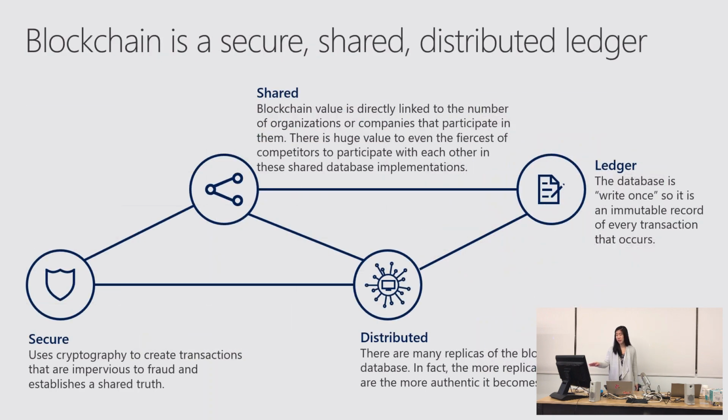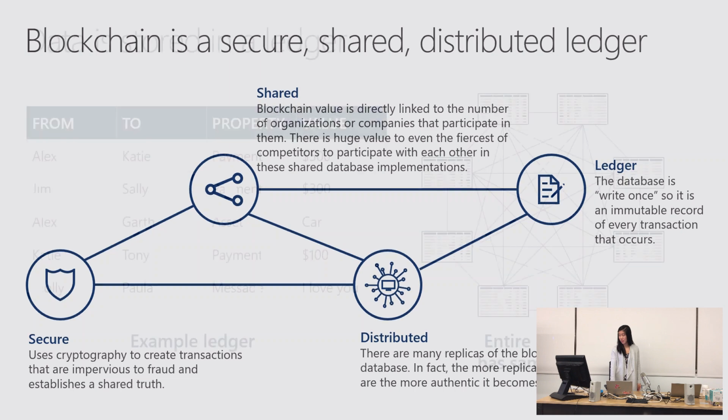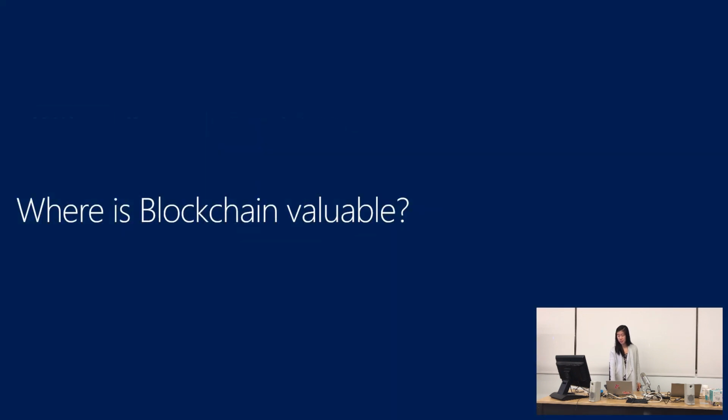All right, just to finish this part up. Blockchain is a secure shared distributed ledger. It's distributed in that everyone in the network has a copy of the blockchain ledger, and it's shared in that everyone participating in this network has direct access to the data, and they can collaborate on it. We covered secure and ledger. So that was a super quick, high-level overview of what blockchain is.